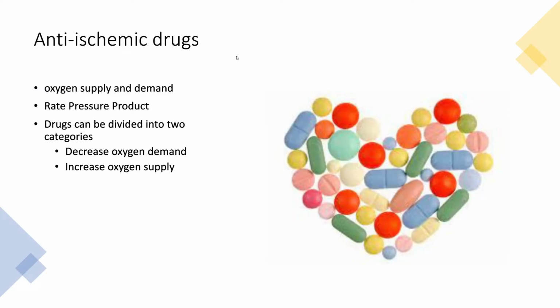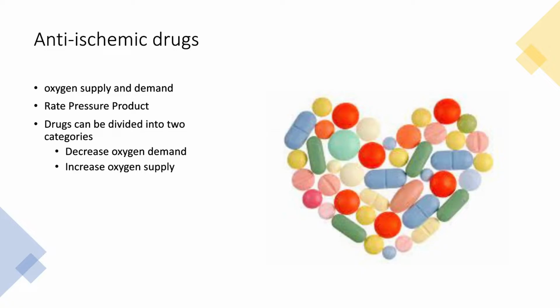What do anti-ischemic drugs do? Well, they're all related to this balancing act between oxygen supply and oxygen demand. If adequate oxygen is not being supplied, if demand exceeds supply, the heart is operating in an ischemic state. It's in an oxygen deficit. And so there are drugs that can modulate the supply and demand teeter-totter.